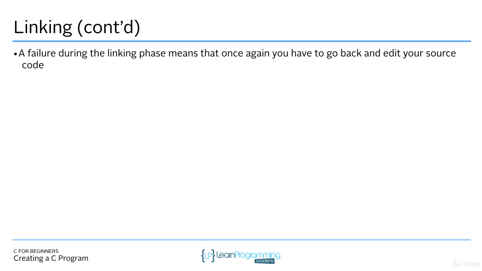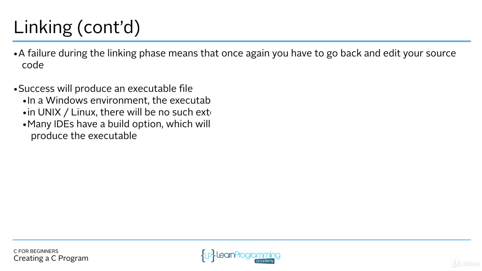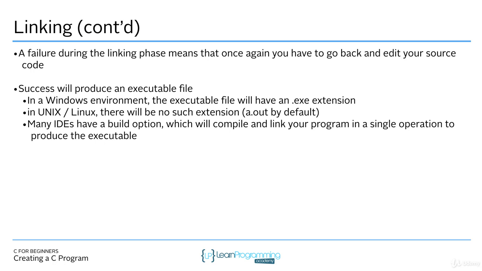So a failure during the linking phase means that once again you have to go back and edit your source code to make sure that you can find that object file. So a lot of the failures usually mean that you just need to include a file or something like that. This will become second nature as well. Success. If you're done compiling successfully and you're done linking successfully, that will produce an executable file. In a Windows environment, the executable file will have a .exe extension. In Linux, it will just have by default a.out.